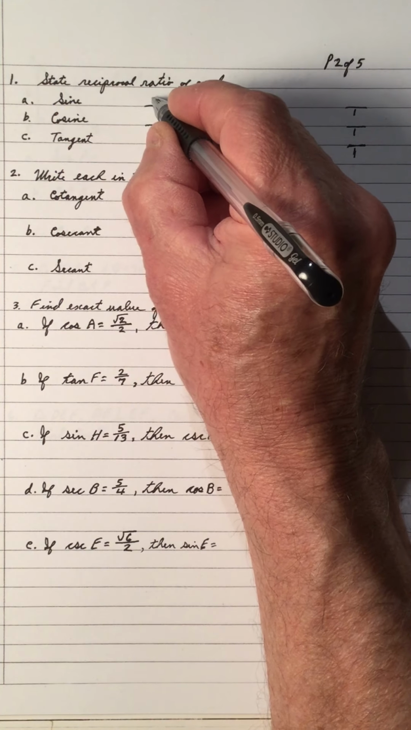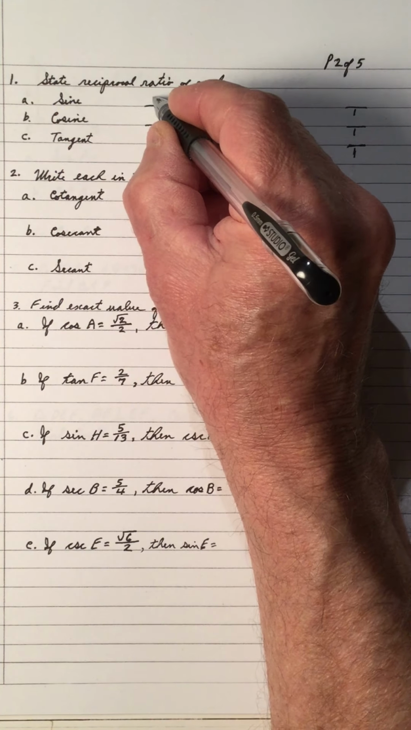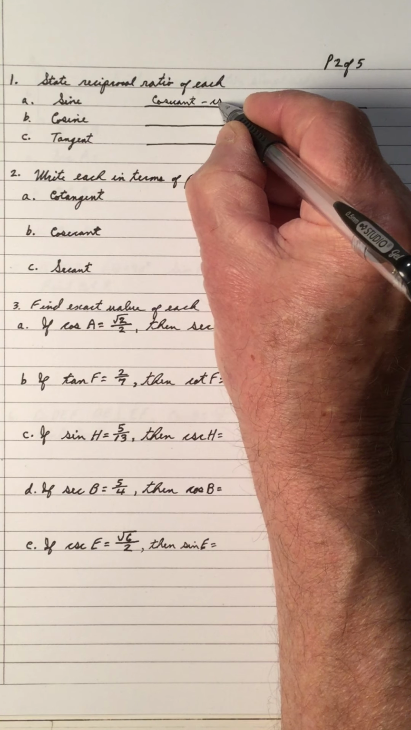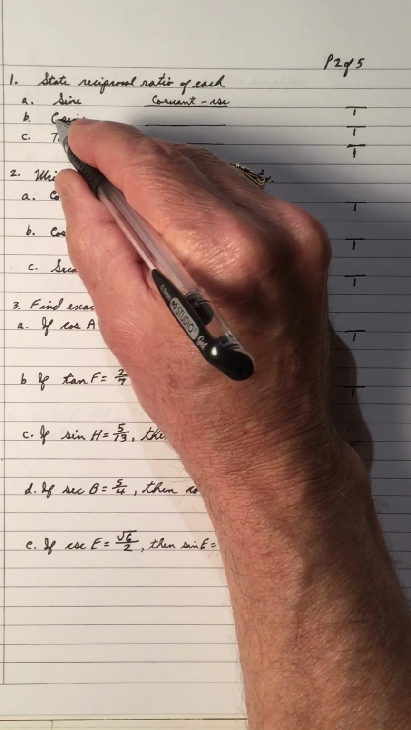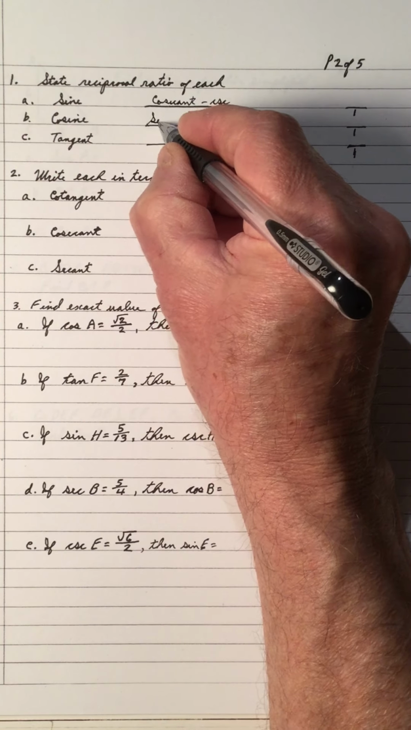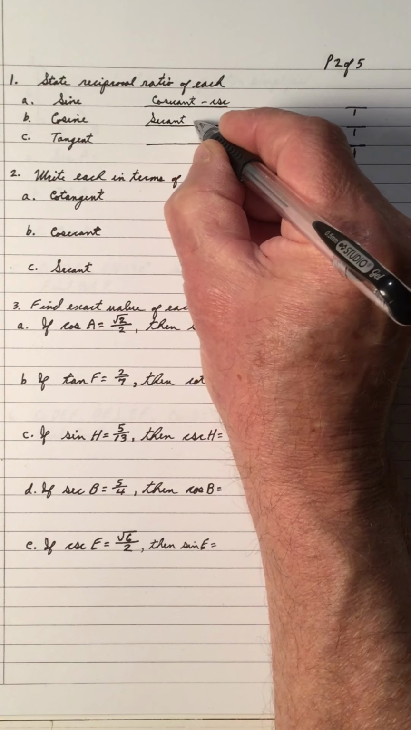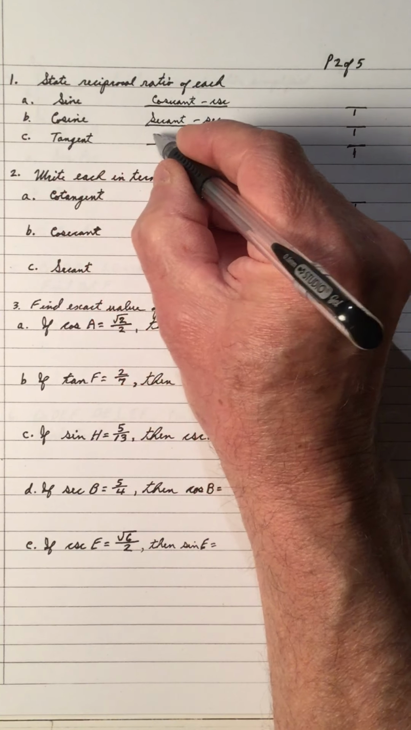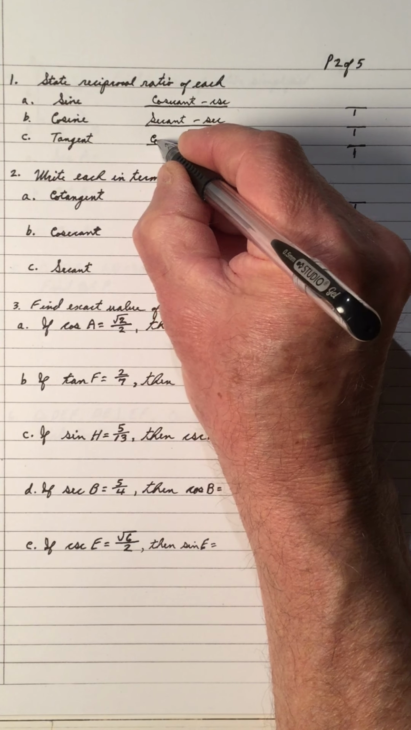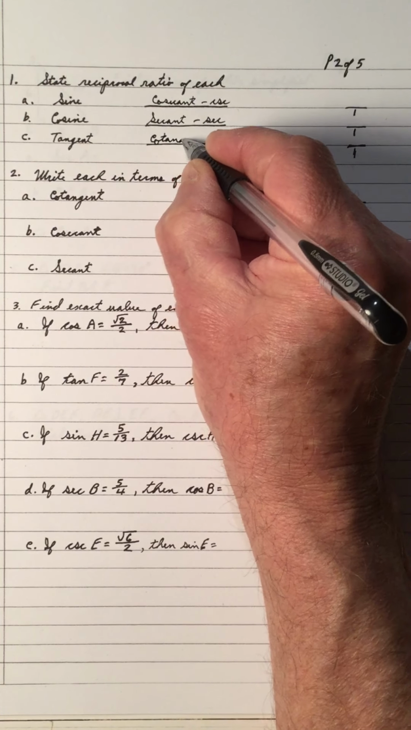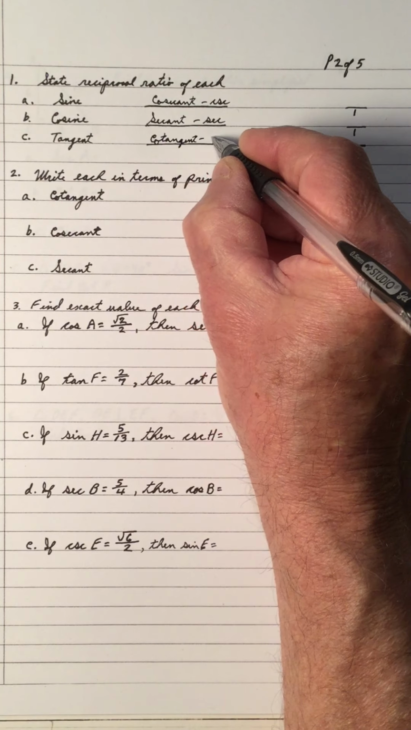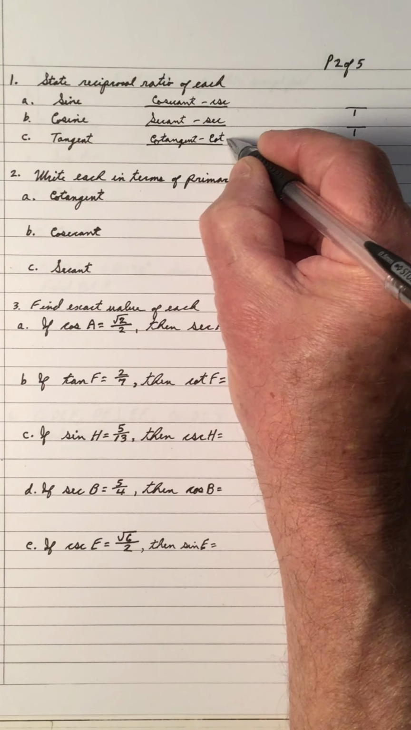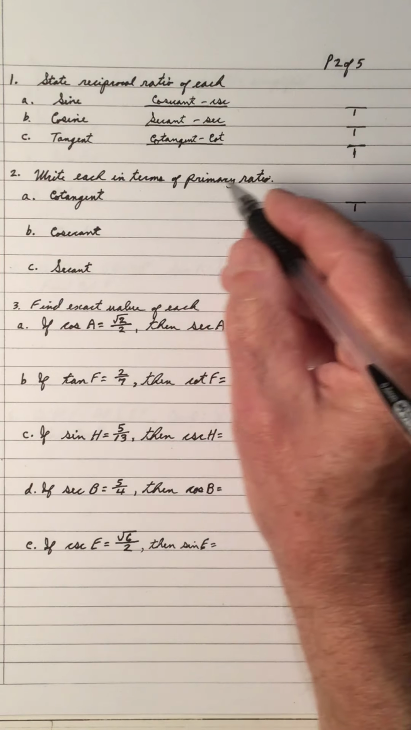I need a C, so it's a cosecant. And cosecant is CSC. Cos begins with C, so I need an S, so that's secant. And secant is SEC as abbreviation. Tan, reciprocal is cotangent, which is denoted by COT, cot. Give yourself a mark each.